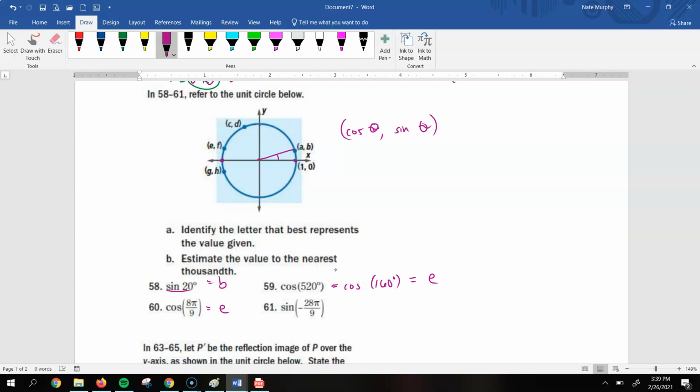And lastly, number 61, we have negative 28 pi over 9. Well, that's more than one full rotation. 9 goes into 28 3 times with a little bit over. So this is a little bit past 3 pi radians around the circle. Remember, 2 pi represents one full time around. Now it's negative, so we're going clockwise. 3 pi would bring us right back here, but it's a little bit beyond 3 pi, because 9 goes into 28 3 times with a little bit left over. That means the closest we would have is this coordinate EF. And since we're trying to find the sine value, that would be letter F, the y value there.